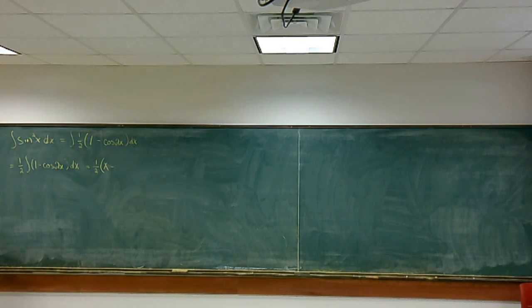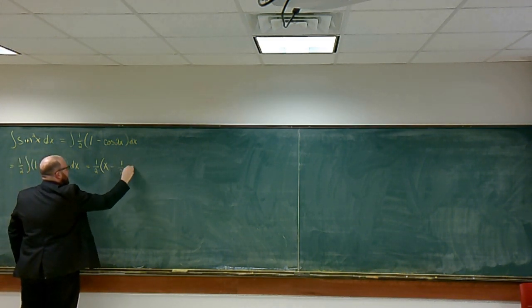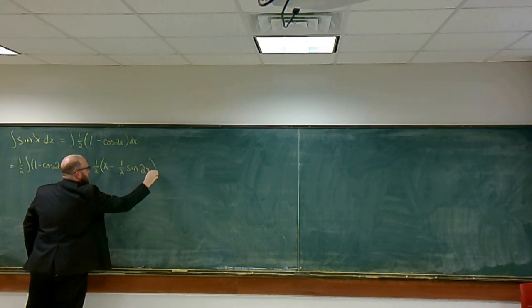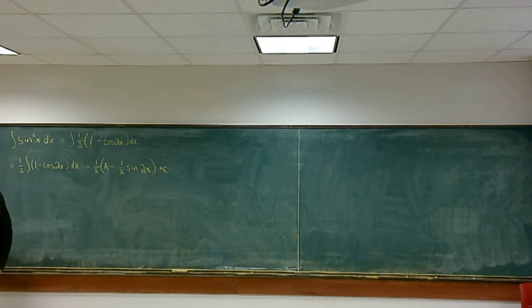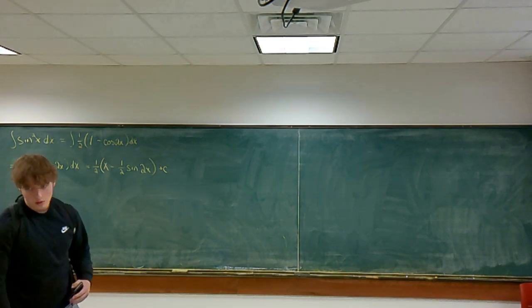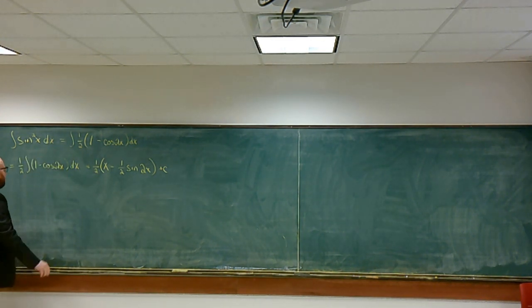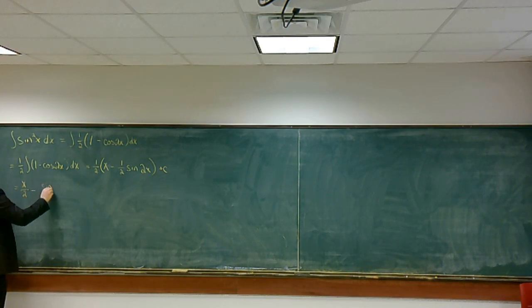But this is of 2x, right? So u sub, you let u be 2x, you're going to wind up having to multiply by 1/2. And then don't forget that constant of integration. Now I'm going to rewrite it this way. That would be acceptable.